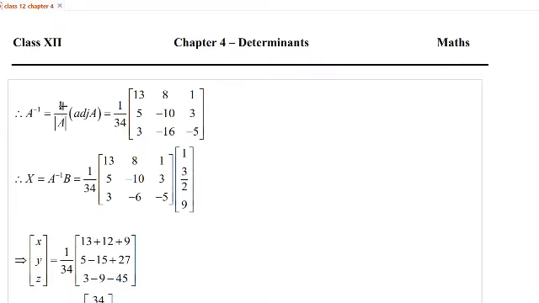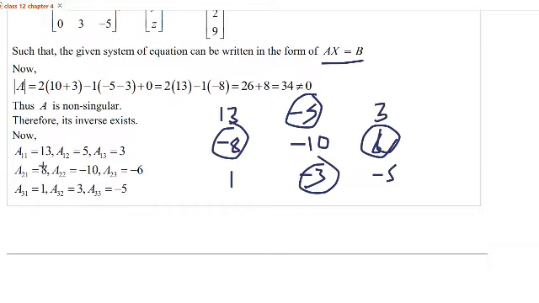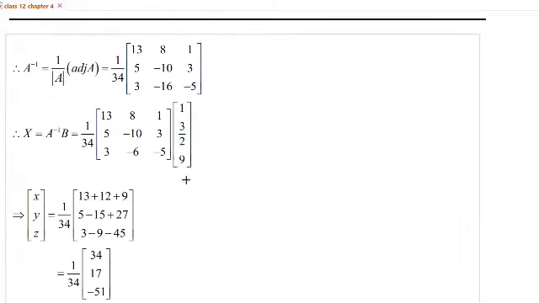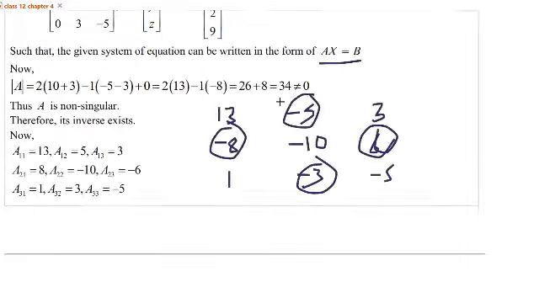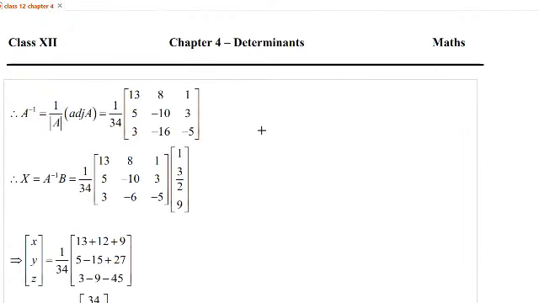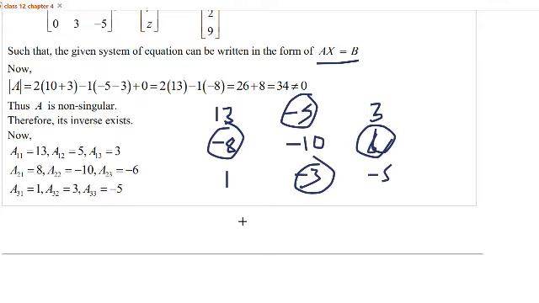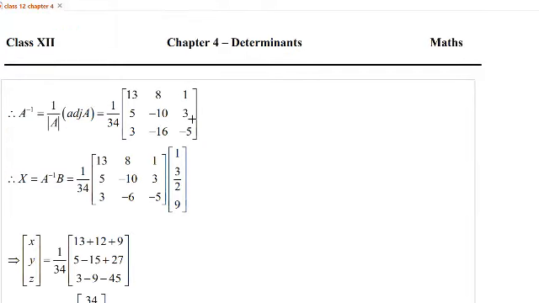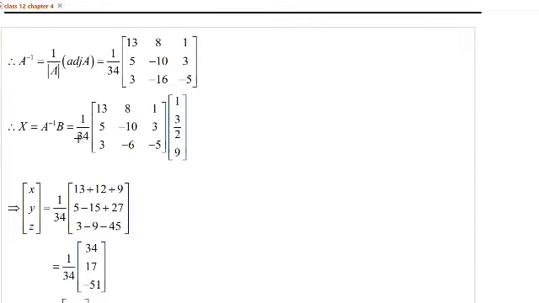So A inverse is 1 upon determinant A, determinant is 34, and this adjoint, as I have already explained, this 13 5 3 will be the first column, and then 8 minus 10 minus 6 will be second column, and then similarly 1 3 minus 5 will be third column. So this is A inverse, right? Already these things have been explained in the previous videos. So X is equal to A inverse B. A inverse is this, multiplying it with B, row into column.